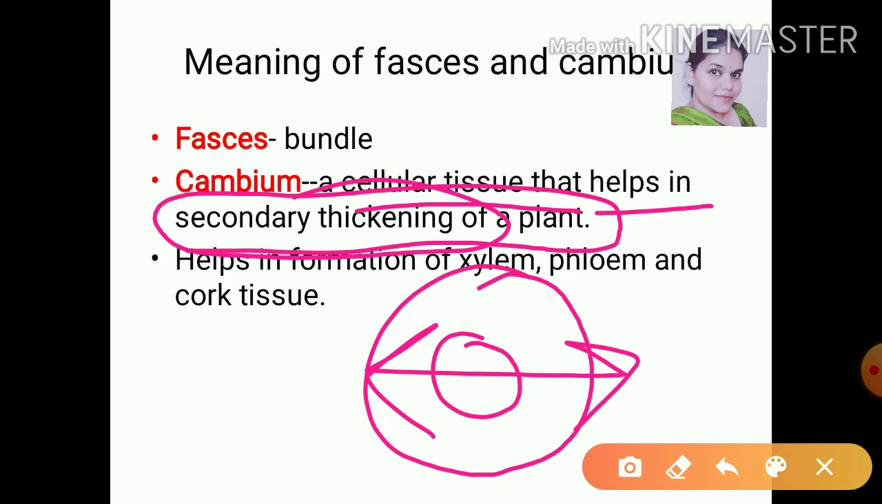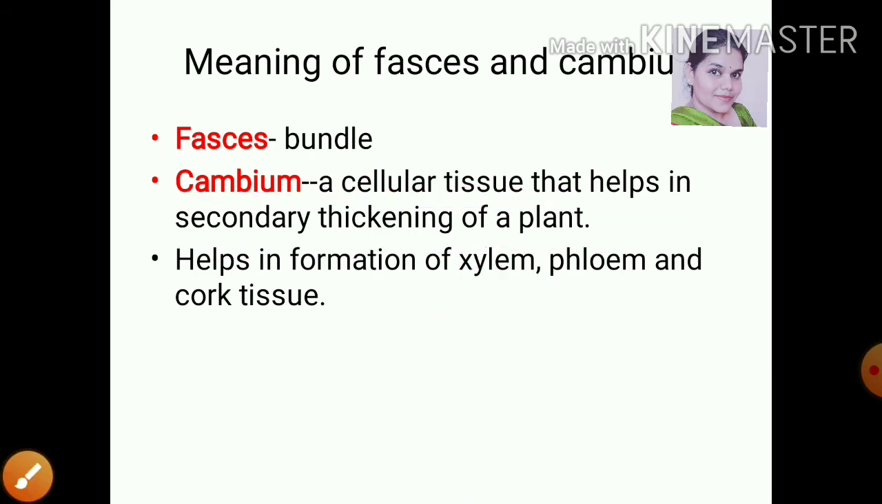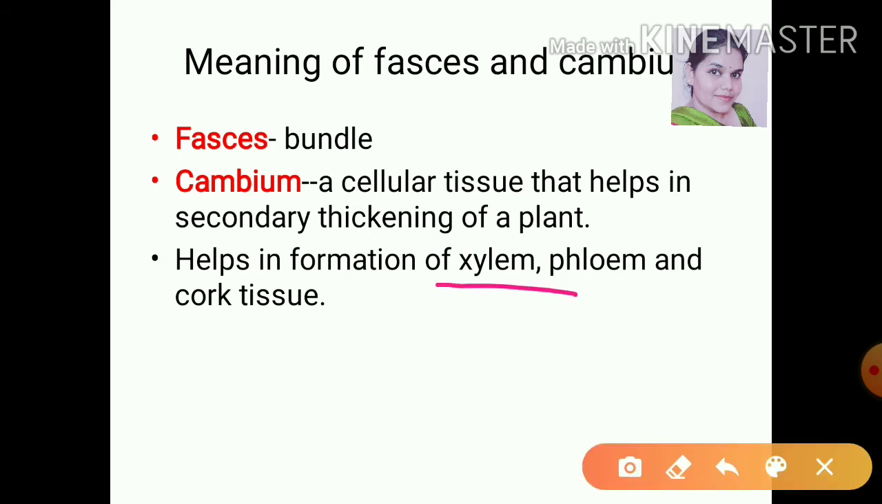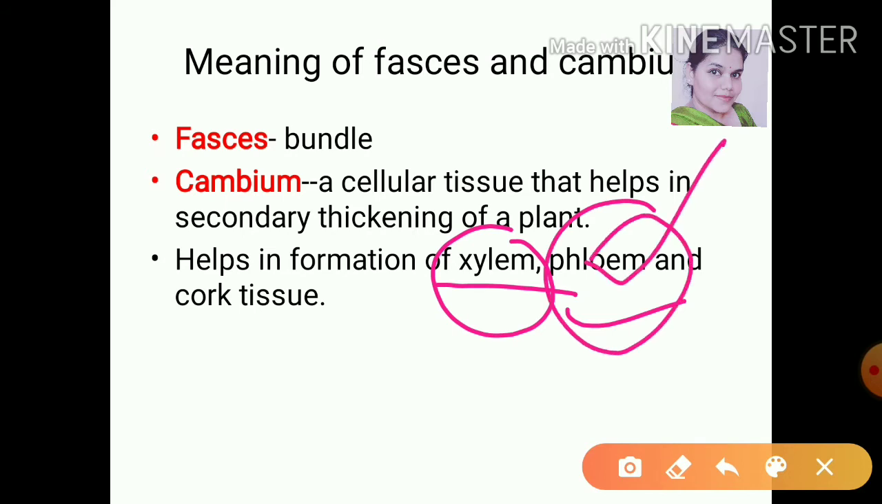When a plant is young, the type of growth that it exhibits is called primary growth. But at later stages, secondary growth also takes place. So once again, I repeat, the horizontal growth of the plant is called secondary growth, which takes place at maturity. Now this tissue helps in the formation of xylem and phloem. Xylem helps in conduction of water. Phloem helps in the conduction of glucose, or you can say food. And cambium also helps in the formation of cork tissue.